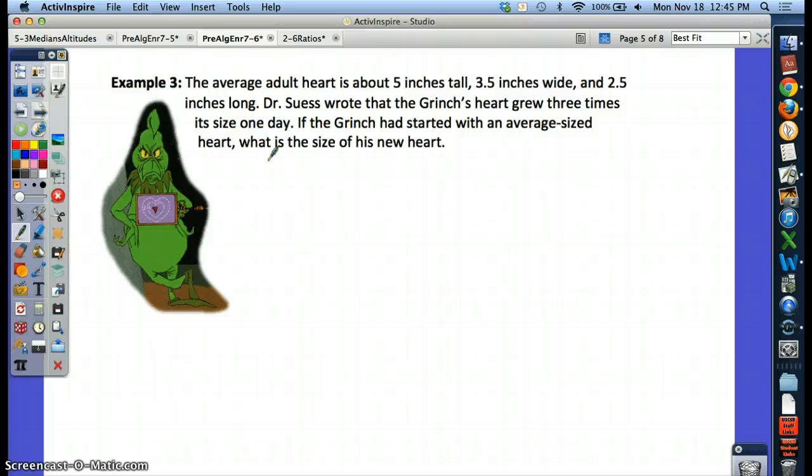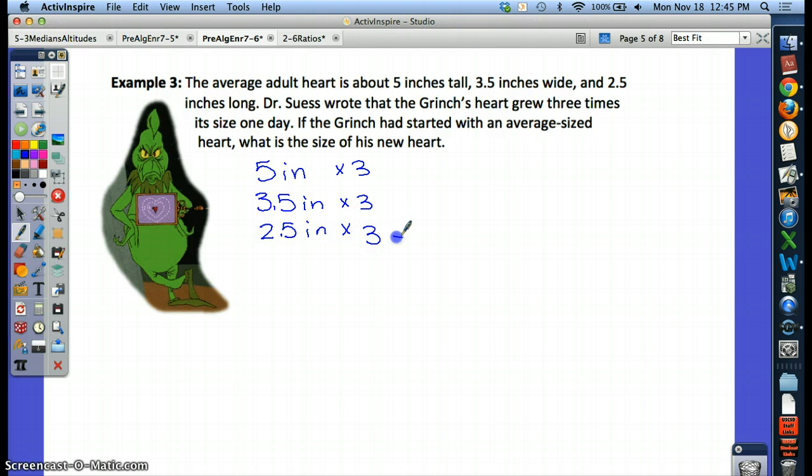So we have 3 dimensions here. We had a height of 5 inches, a width of 3.5 inches, and a length of 2.5 inches, assuming that the Grinch had a normal human-sized heart. If it grew 3 sizes that day, all you're going to do is multiply them by 3 to get your new image. What is the size of his new heart? Well, go ahead and take a minute, multiply those on your calculator or on your paper, and get your answer.